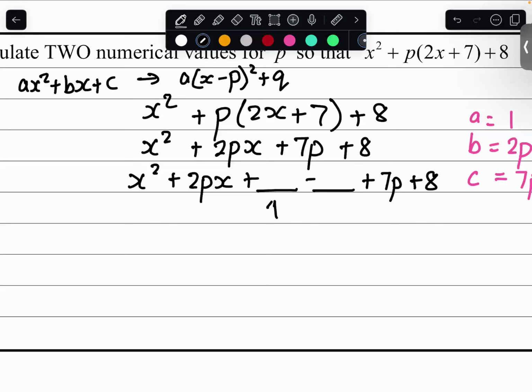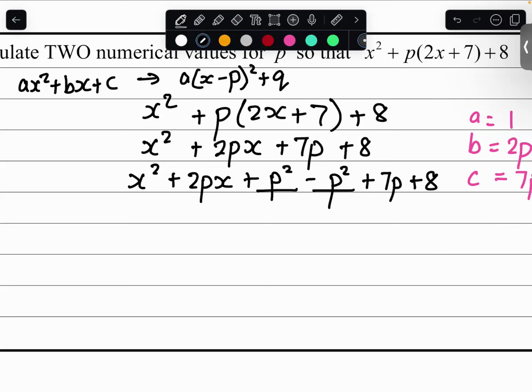How do I get these things? I take the b value, the coefficient of x. To get this and this, we take the b value, divide it by 2 and then square it. So the b value is 2p divided by 2, which gives you just p, and then square that answer, which is p². So it's p² here, and it's p² there, and you're not affecting the numerical value of the sum because plus something minus the same thing gives you 0, right?